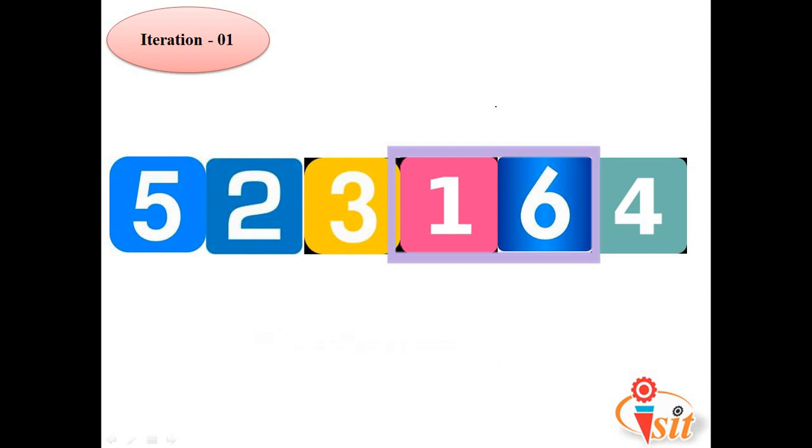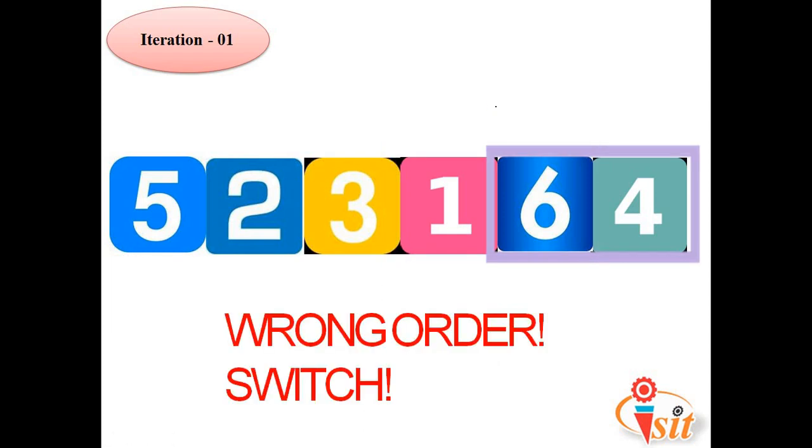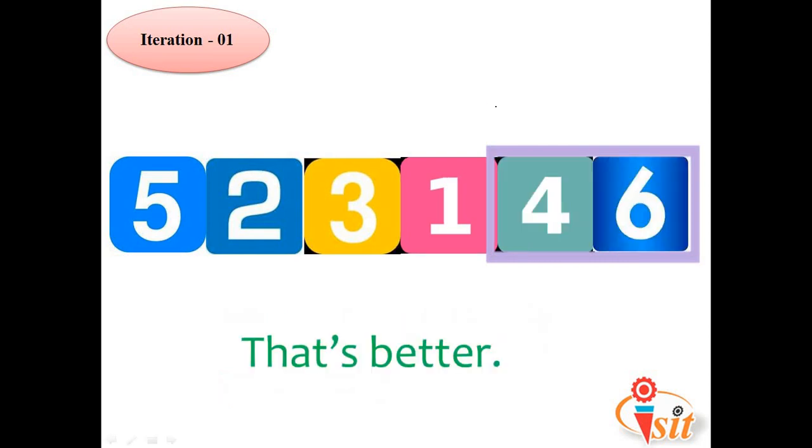Afterwards we'll move to the next one, that is the 6 and 4. Again the first element is 6, second element is 4. So the first element is greater than second element. In that case we need to do the swap. So 6 is going to be replaced with the 4 and 4 is going to be replaced with the 6. Now it is the end of that particular array.